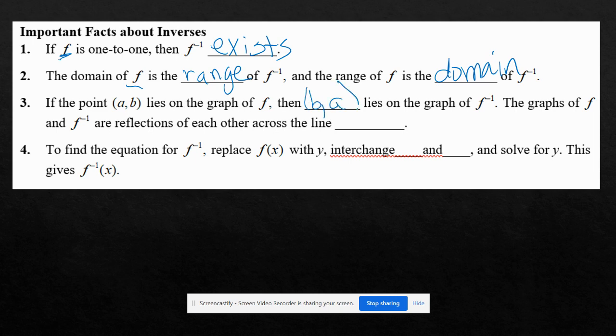If we have an ordered pair on a graph of AB, then the inverse would be BA. And they are reflections over y equals x. To find the equation for an inverse, replace f of x with y and change around x and y to solve for y again. That gives us the inverse.